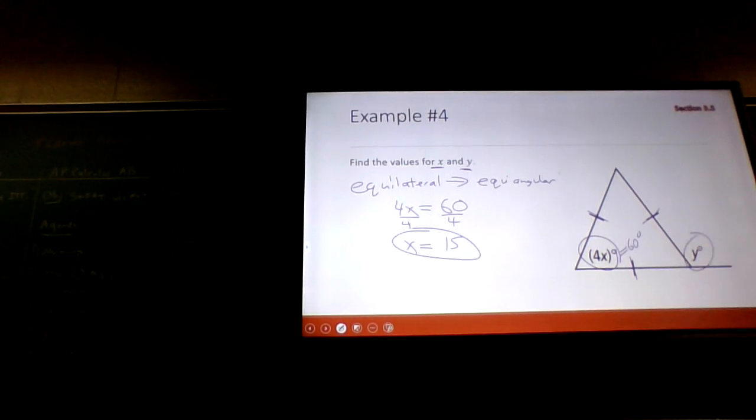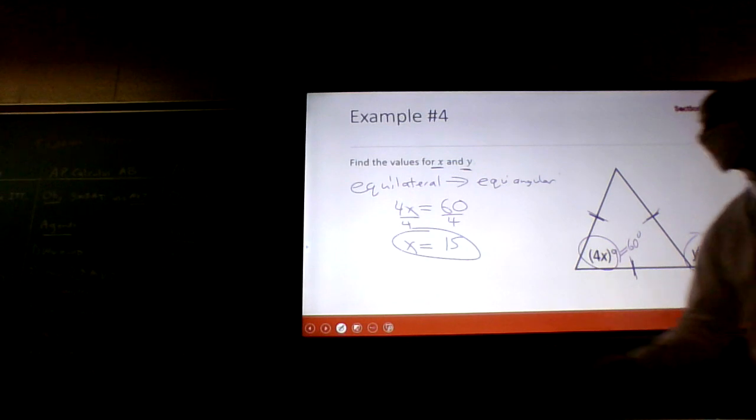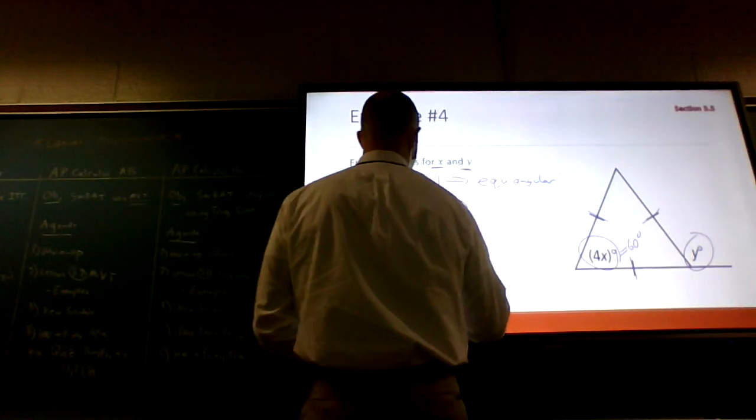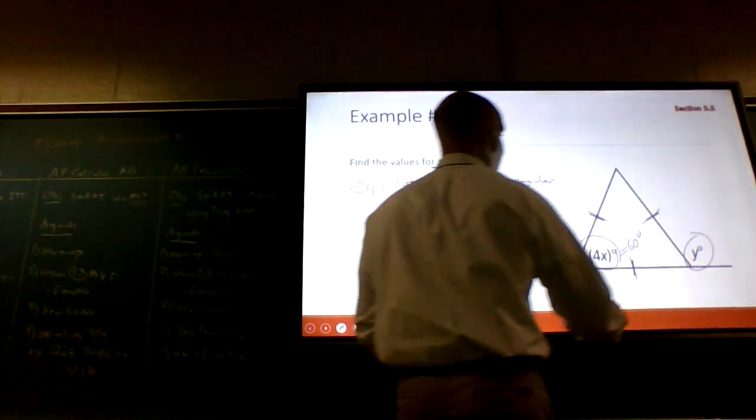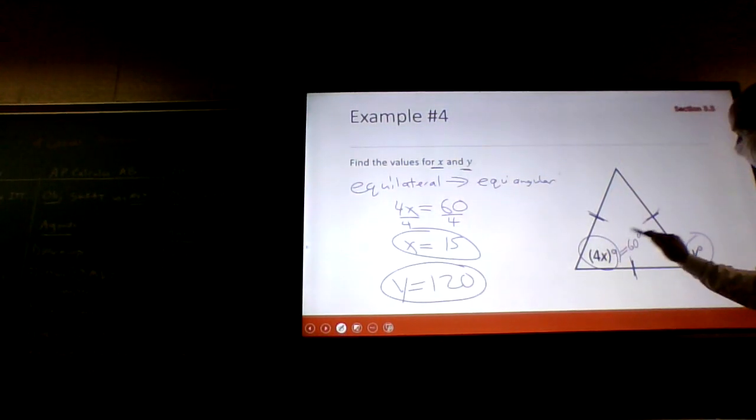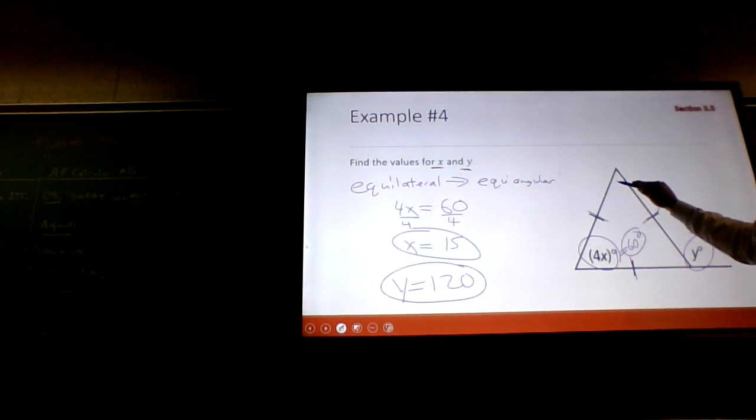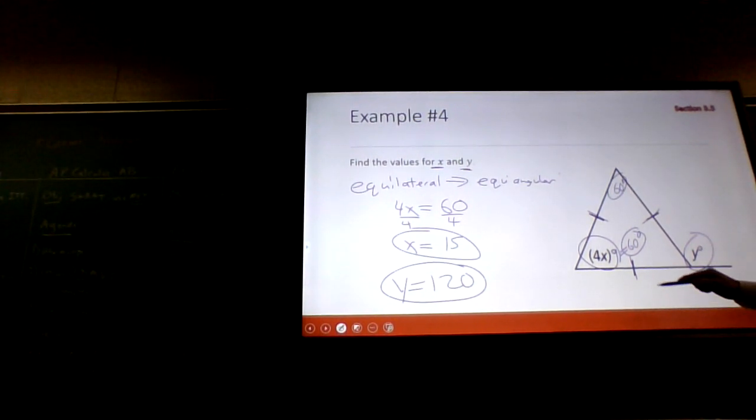Can anyone tell me what y has to be in this problem? 180. It does not have to be 180. That's a good guess, though. 60 plus 60. How much is that? 120. You got it. It's 120. Here's the thing. If this angle right here measures 60, what does this angle here have to be? It also has to be 60, correct? What do these two angles have to add up to?